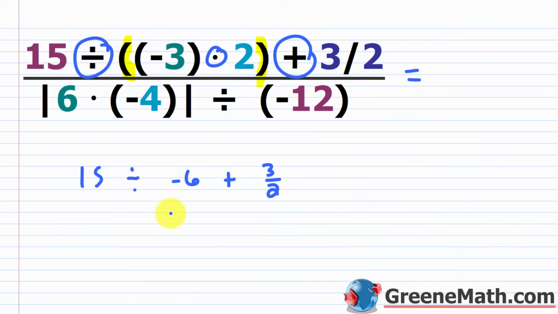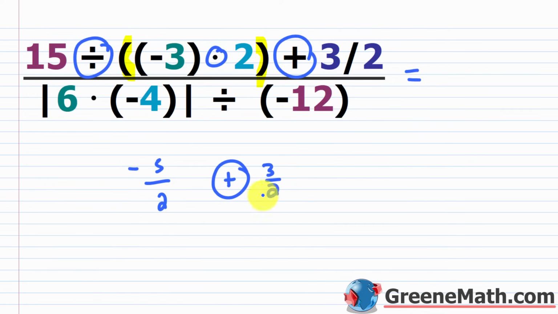So now what I have is I have division and I have addition. Okay, so what do I want to do first? I want to do division. It's the higher priority. So what is 15 divided by negative 6? Well, it's not going to be evenly divisible. So what I'm going to end up doing is writing this as a fraction. I'm going to write this as negative 15 over 6 like this, okay? And then I can reduce this if I want to. So 15 divided by 3 is going to be 5. And then 6 divided by 3 is going to be 2.